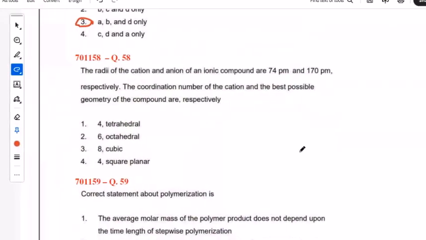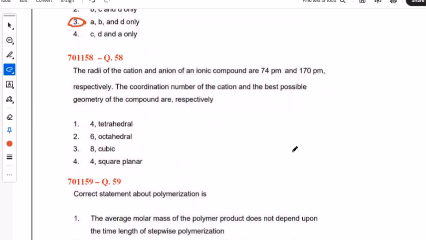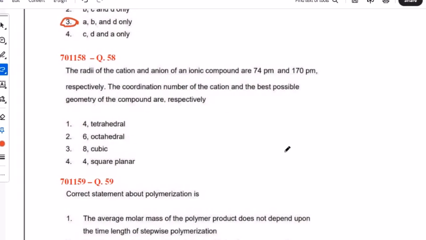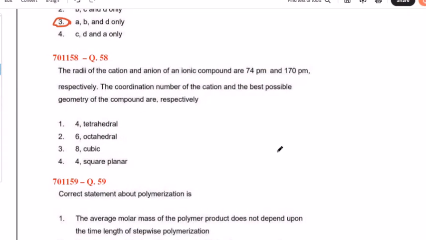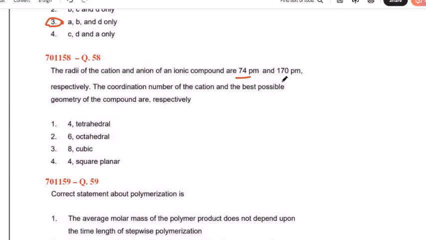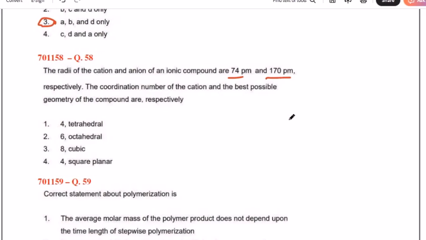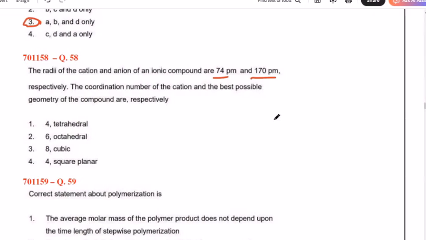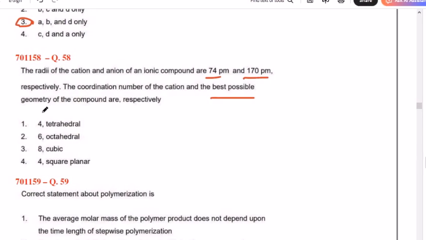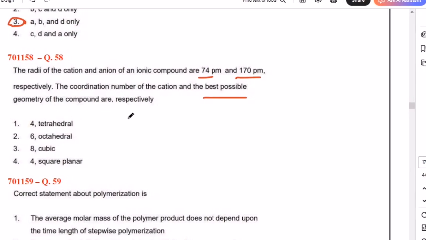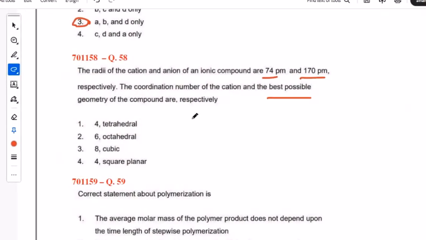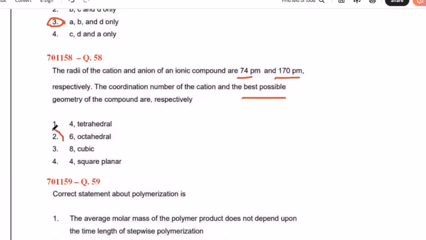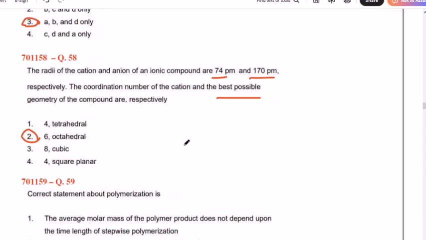Next, question number 58. The radii of the cation and anion of an ionic compound are 74 picometers and 170 picometers respectively. The coordination number of the cation and the best possible geometry of the compound are respectively: option number 2, 6 and octahedral, is the correct option, friends.